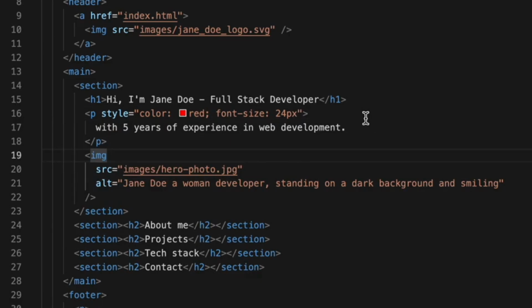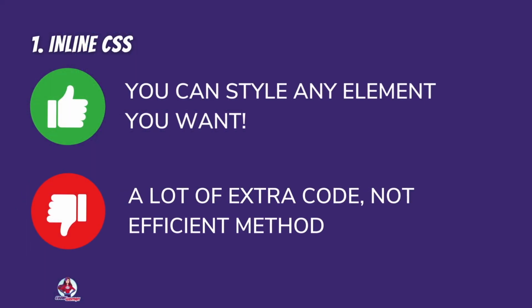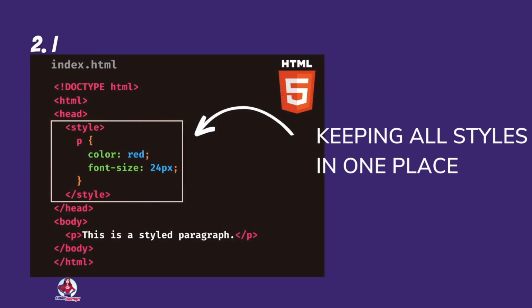Alright, imagine you want to style multiple elements like several paragraphs or headings. With inline CSS, you would need to add the style attribute to each element separately. This could quickly become repetitive and result in lots of extra code. Also, updating styles across your entire project can be challenging with inline CSS. If you decide to change all your paragraphs' color or font size, you'll need to modify the style attribute on each paragraph element. To fix this problem, we can use an internal CSS.